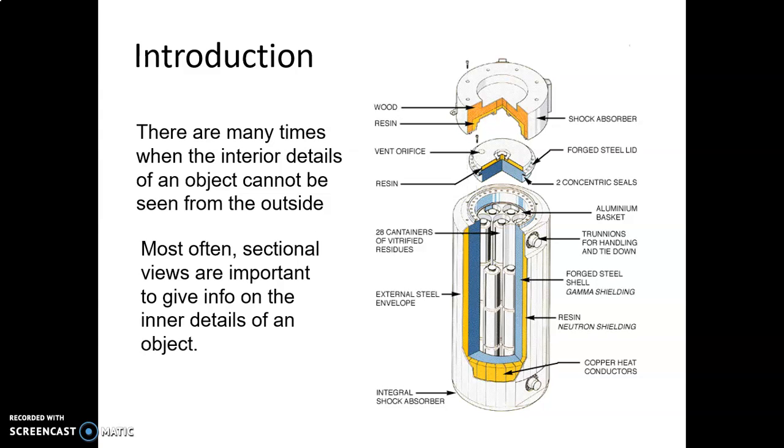Okay, so why do we need to know about sectioning? Because in an object, basically there are small parts inside. Sectional views are important to give information on the inner details of an object that we cannot see from the outside. For example, if we have this figure, we cannot see what is inside if we do not use sectioning. So this is sectioning, by cross-sectional area.